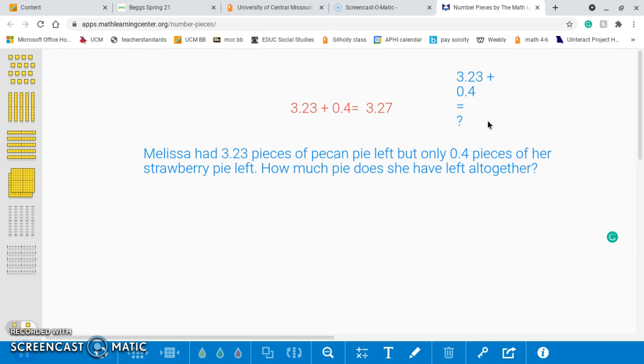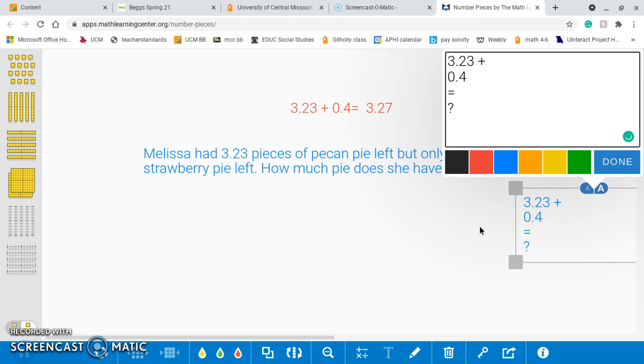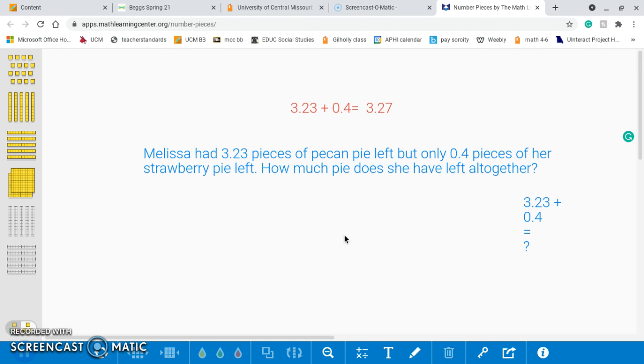So we want to figure this out. Now we can see here that this problem is lined up and we are matching up the decimal points. But what can we do visually to help the student understand this?